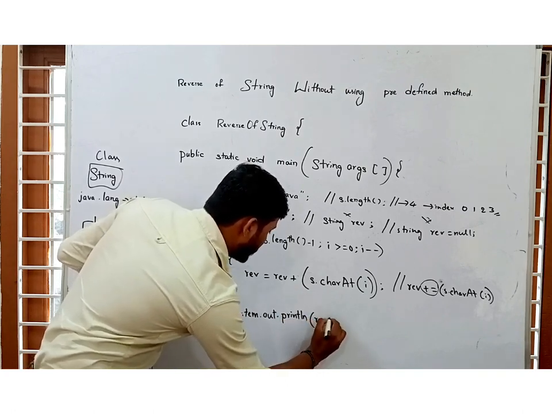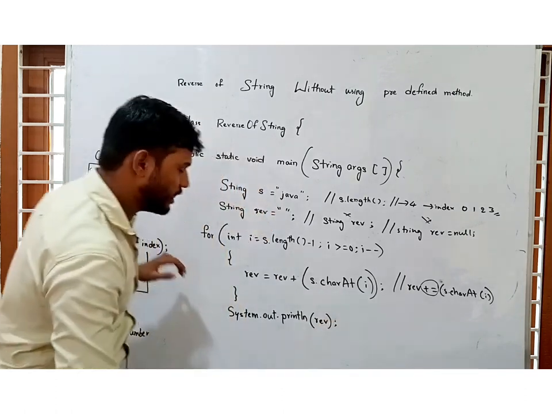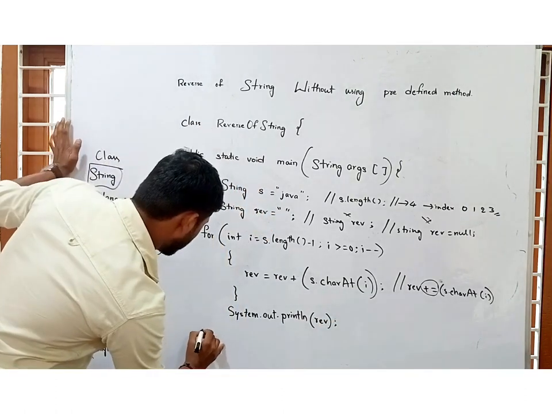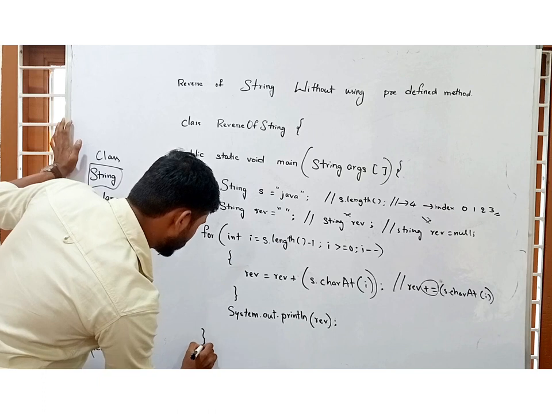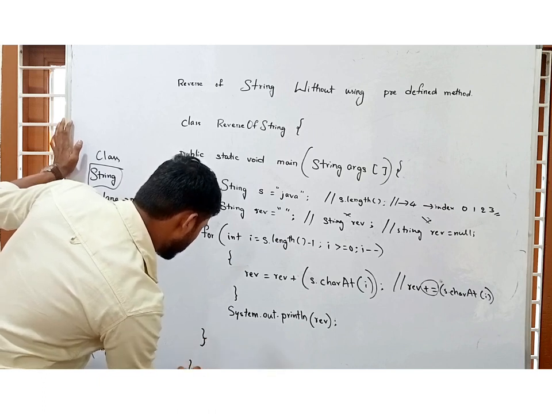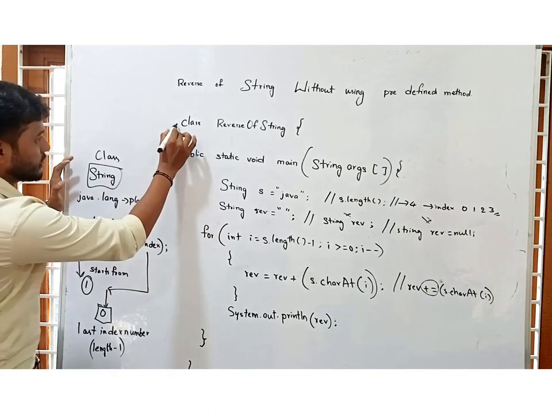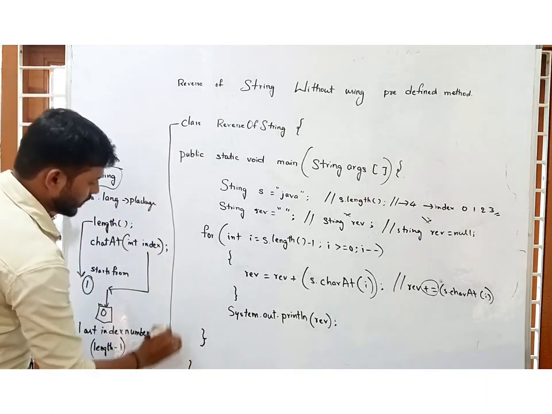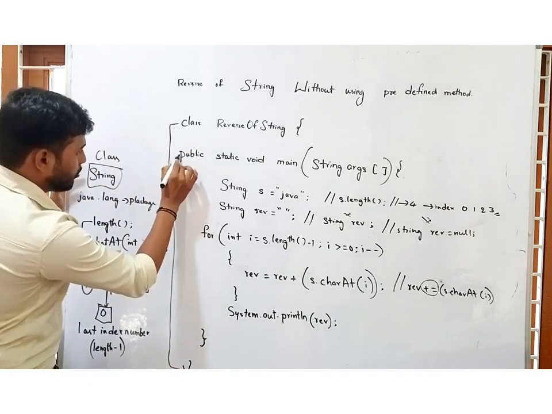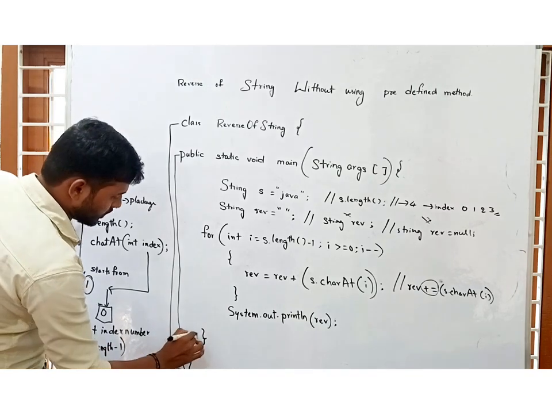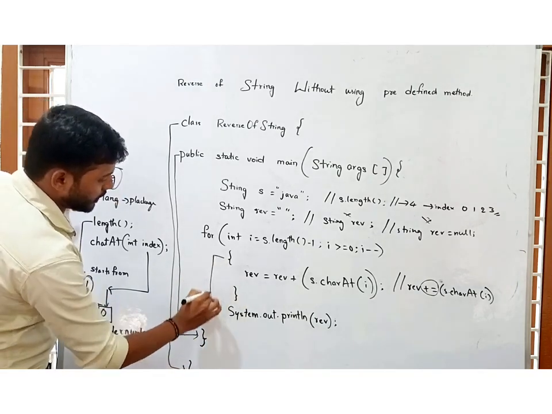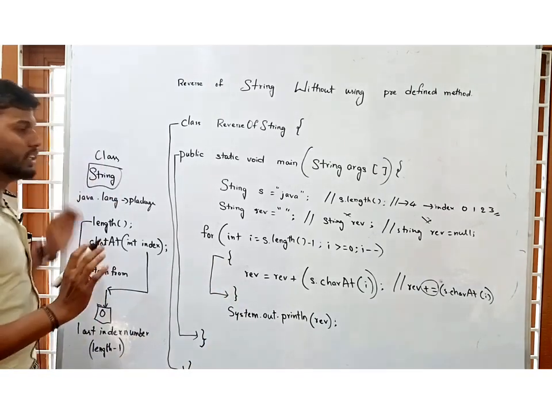Finally I am printing the reverse here, and then the method closes and the class closes. Now let us see. Here the class was opened and here the class was closed. The method was opened here, and the method was closed here. The loop was opened here, and the loop was closed here.